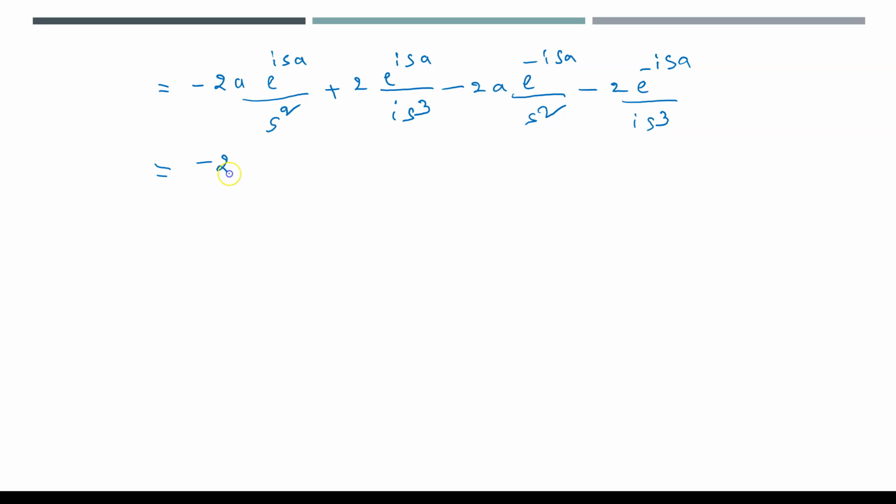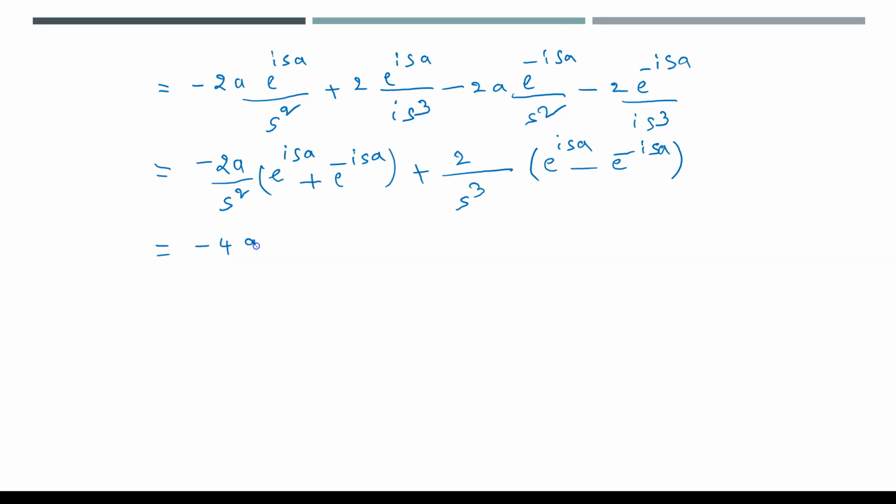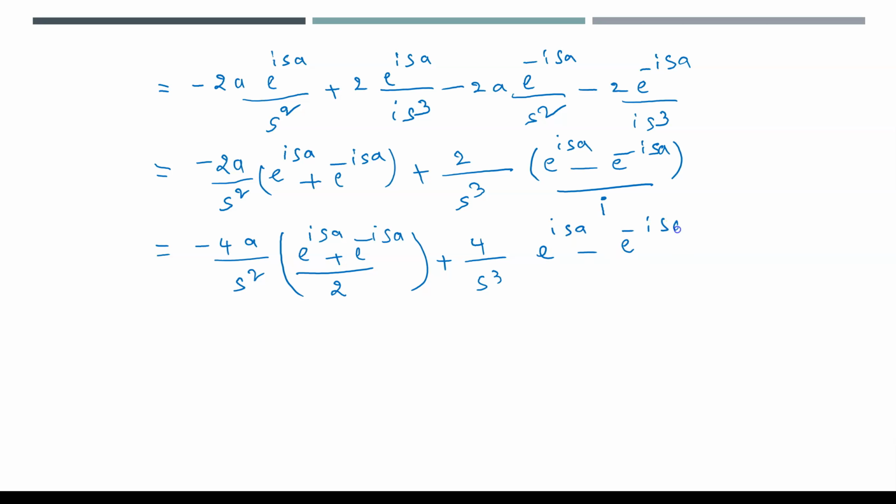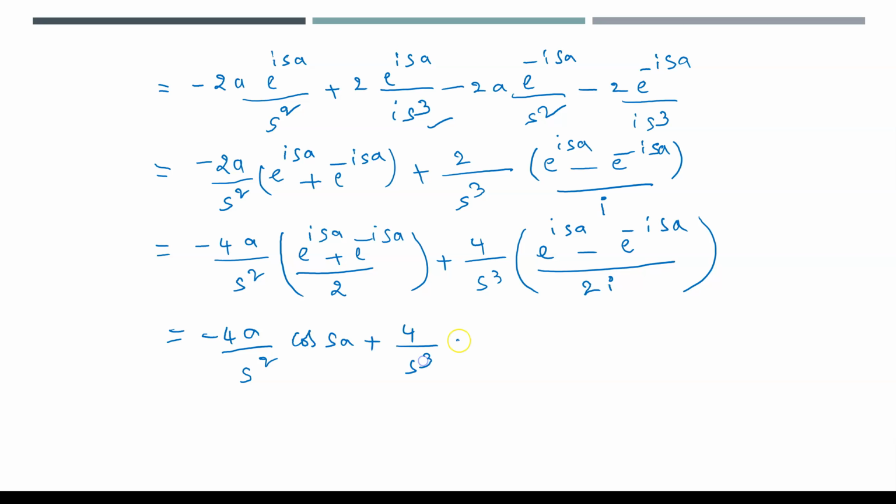If you take minus 2a by s square common, you get e power i s a plus e power minus i s a. If you take 2 by s cube common, you get e power i s a minus e power minus i s a. Now let us multiply and divide by 2. So minus 4a by s square into e power i s a plus e power minus i s a upon 2, plus 4 by s cube, with i in the denominator, then e power i s a minus e power minus i s a upon 2i, because among these terms we have taken 2 by s cube outside, so i remains in the denominator. Now this is nothing but minus 4a upon s square cos sa plus 4 by s cube sin sa.